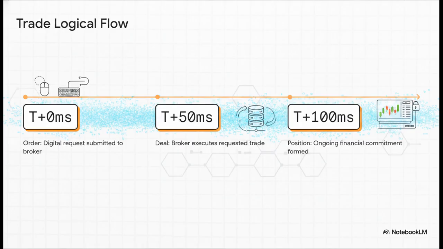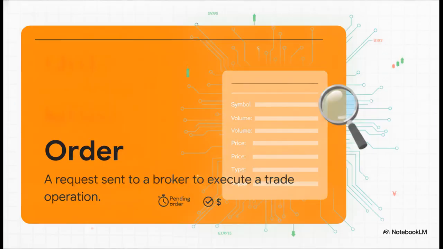At time 0, you submit an order. A tiny fraction of a second later, the broker executes a deal. And the result of that deal? That's your position. You make a request, the broker acts on it, and you're left with a market commitment. Let's drill down into each of these, starting with orders.